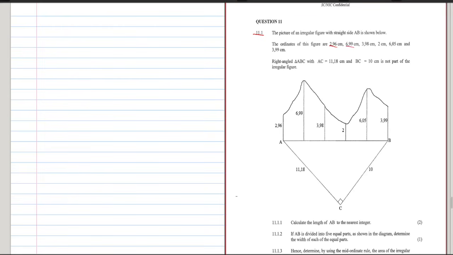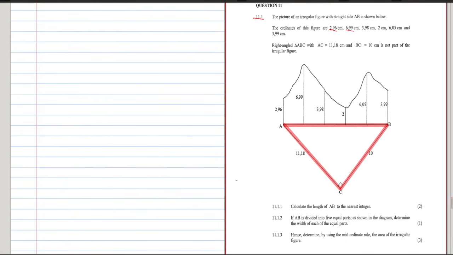A right-angled triangle ABC, with AC equal to that and BC equal to that, is not part of the irregular shape, but it's outside. Let me just highlight the triangle like this. This is the triangle that is not part of that irregular shape, and it's a right-angled triangle. Calculate the length of AB to the nearest integer. So that is 11.11.